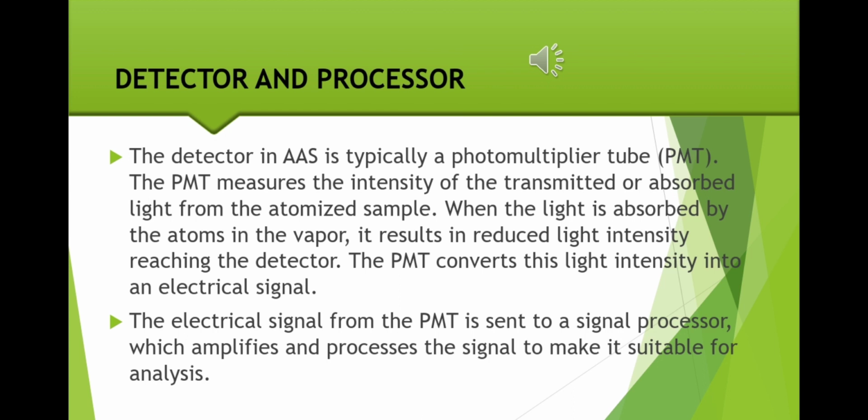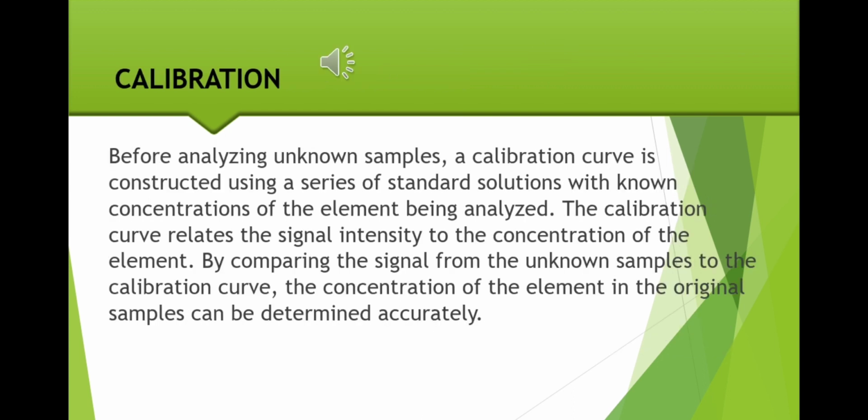The electrical signal from the PMT is sent to a signal processor, which amplifies and processes the signal to make it suitable for analysis. Before analyzing unknown samples, a calibration curve is constructed using a series of standard solutions with known concentrations of the element being analyzed. The calibration curve relates the signal intensity to the concentration of the element. By comparing the signal from the unknown sample to the calibration curve, the concentration of the element in the original sample can be determined accurately.